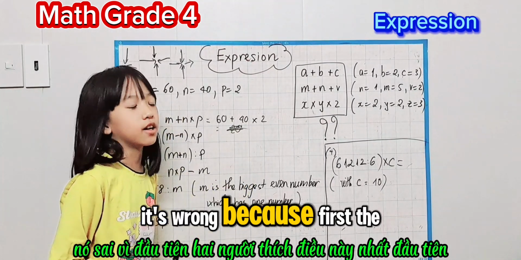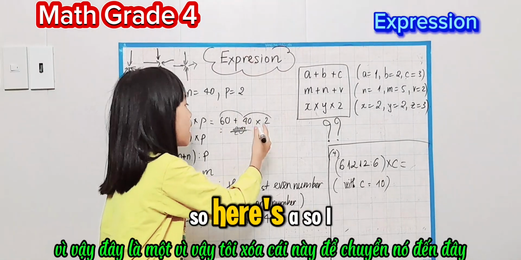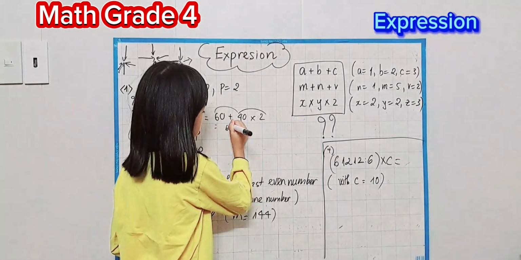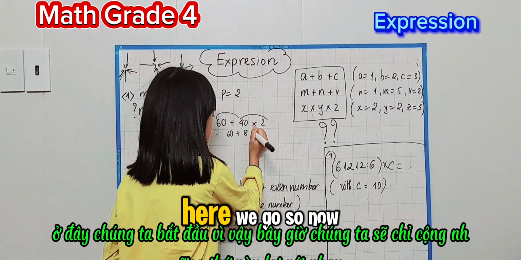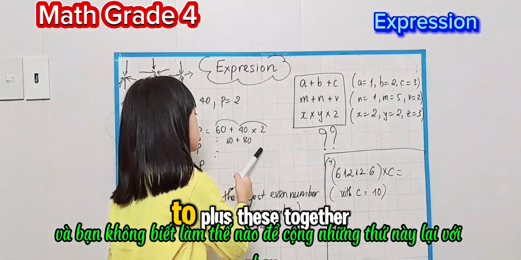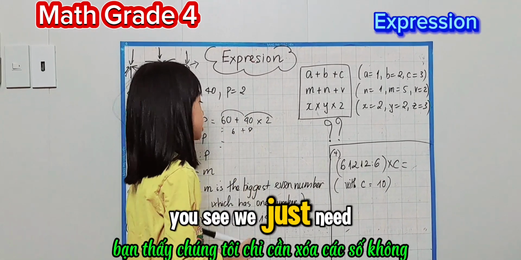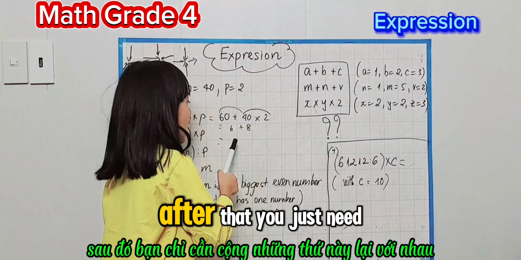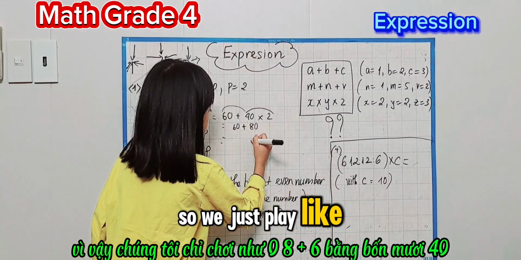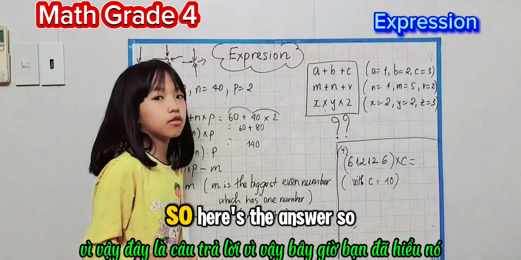It's wrong, because first we have to multiply this first and then we do this. So here's 80. Okay, I erased this, so we have to move it here. Here we go. Now we'll just add these together. It's real easy. If you don't know how to add these together, we could just erase the zeros. After that, we just add these together and add a 0 to each one. 8 plus 6 equals 14. So here's the answer.